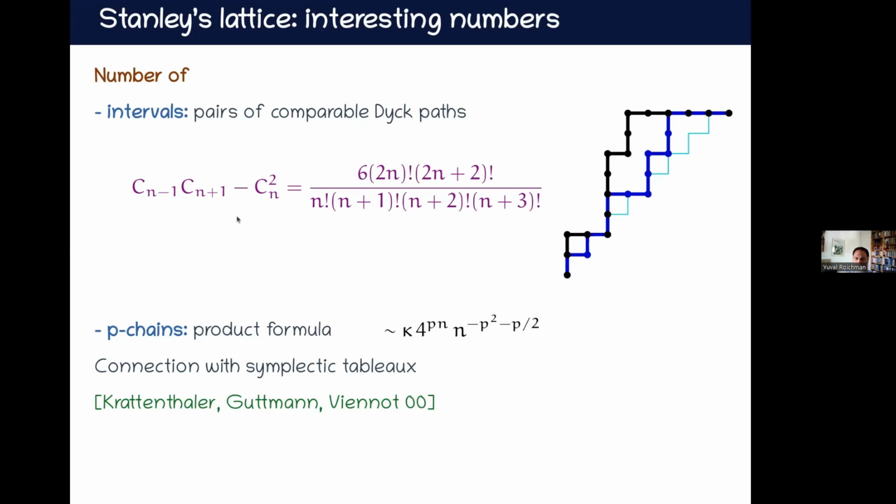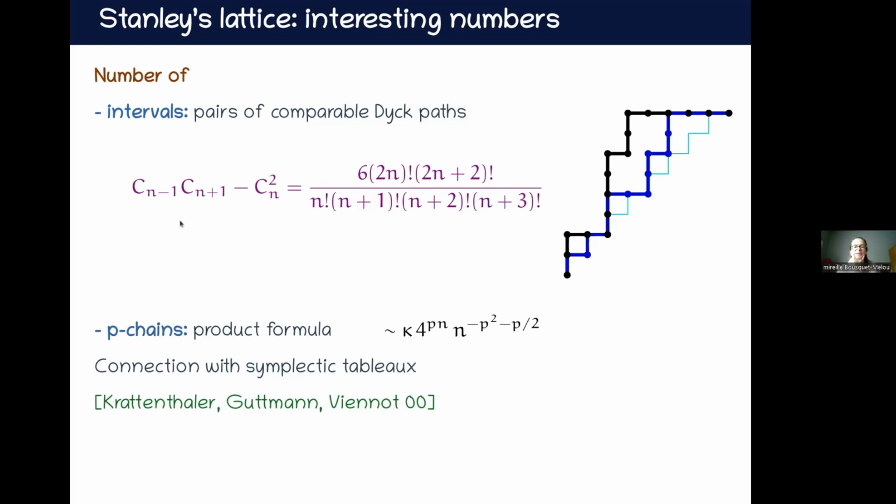There is a question from the audience. Do you allow repeats in the chains or not? Are these multi-chains? Yes. In other words, an interval could be reduced to just one path. If I take this blue path twice, it forms an interval which is reduced to the path itself. So the inequalities do not need to be strict. Okay. Thank you.